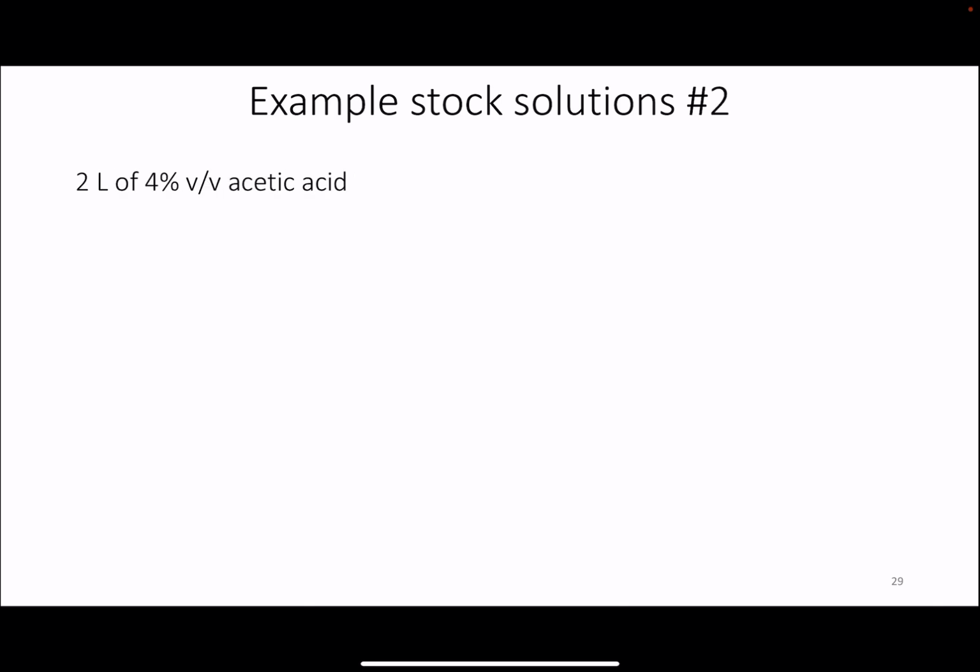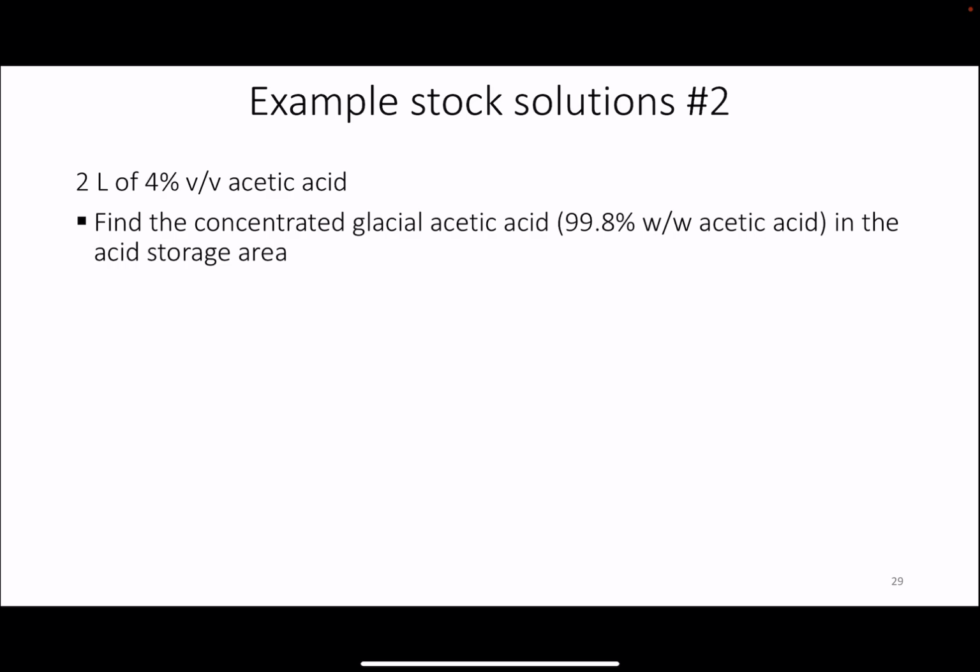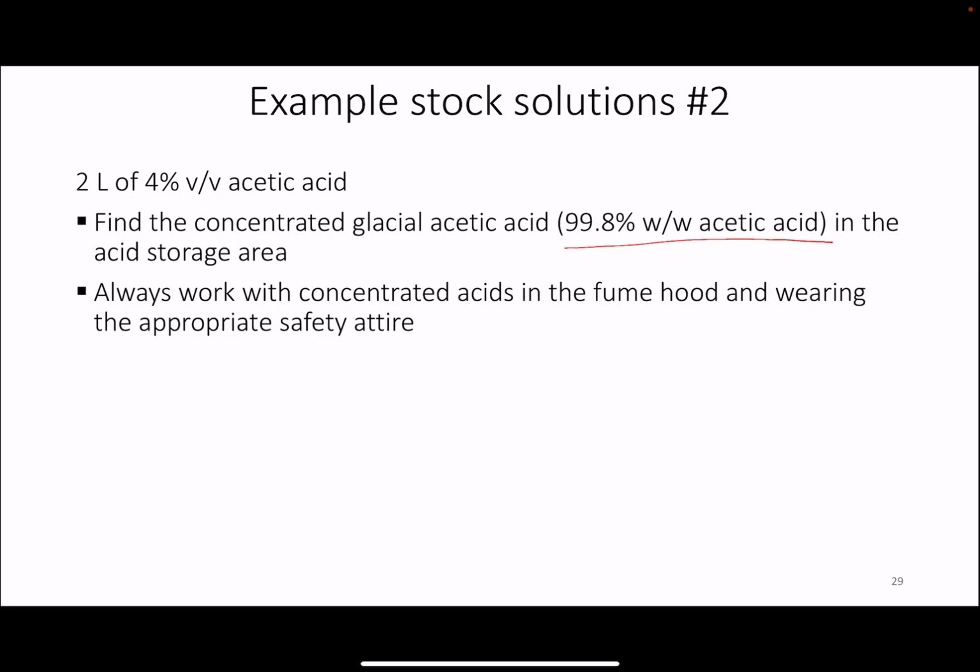The second example is if you were asked to make 2 liters of a 4% volume per volume acetic acid solution. You would start by finding the appropriate concentrated glacial acetic acid in the lab. You'd find this in the acid storage area because acetic acid is an acid. Glacial acetic acid is 99.8% weight per weight acetic acid. You always work with concentrated acids in the fume hood and wearing the appropriate safety attire, which we'll be talking more about when we're actually in the lab.